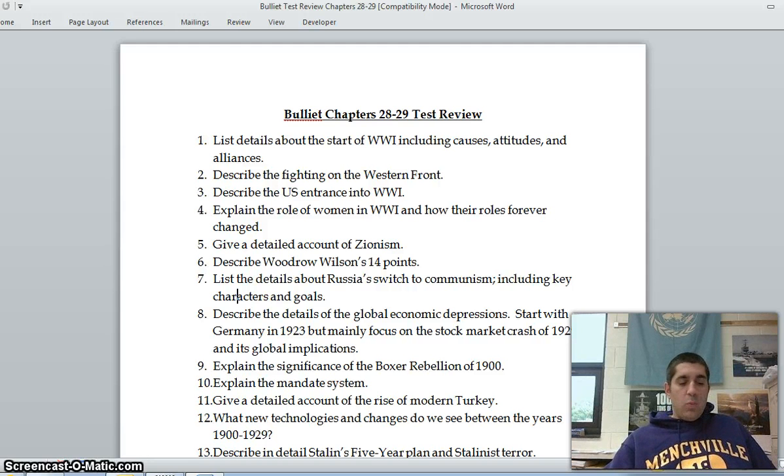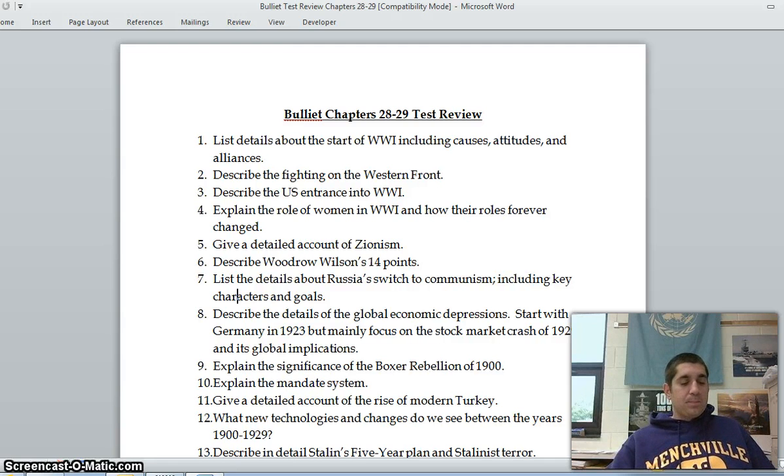Question number 6, describe Woodrow Wilson's 14 points. Some of the themes of the 14 points. This is not all of them in great detail, but it called for German evacuation of occupied lands, autonomy for nationalities under Ottoman rule. It called for the creation of the League of Nations and the inclusion of local populations in settling territorial disputes. So when the war ends, some of the land's going to get divided, who gets to have say and things like that.